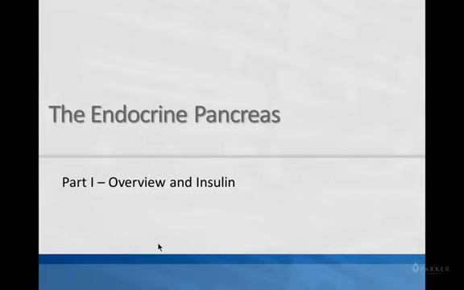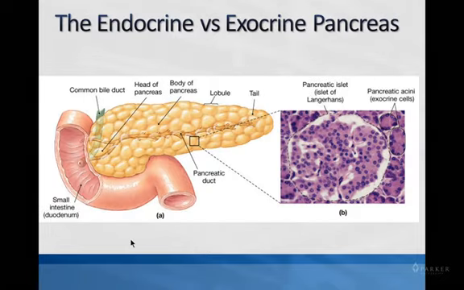This is the first part of a webinar series that's going to cover the endocrine pancreas, specifically covering the hormones insulin and glucagon, and also discussing the condition of diabetes mellitus. So the first part, we're going to do a basic overview of just the pancreas. Now the pancreas is both an endocrine as well as an exocrine organ.